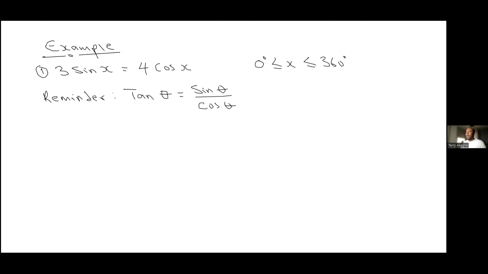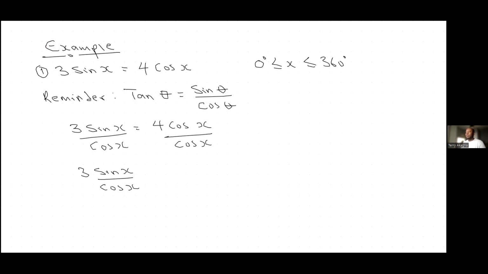So let's go. We have 3 sine x is equal to 4 cos x. Now what we can do is divide both sides by cosine. If I divide both sides by cos x, are you seeing it? We're going to have 3 sine x divided by cos x equal to what? 4. Now, we know sine x divided by cos x is equal to what? Tan x.